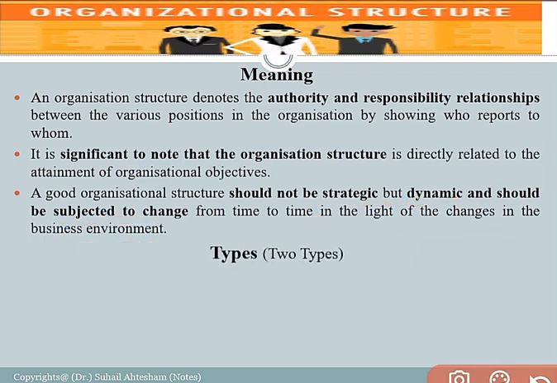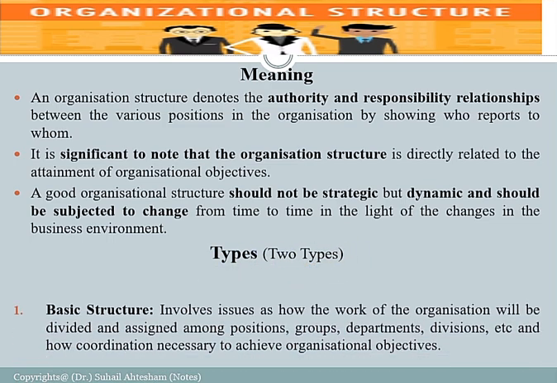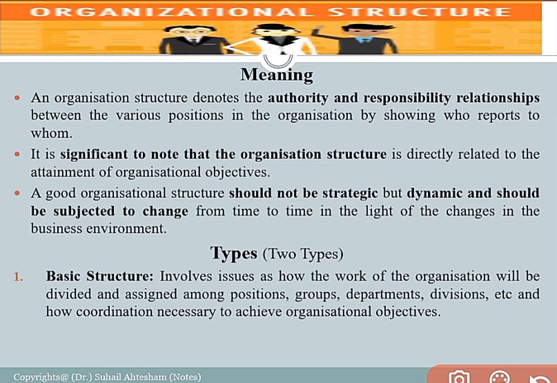Coming towards the types. There are basically two types of organizational structure. The first type of organizational structure is said to be basic structure, which is related to delegation of work or division of work in a formal organization. It involves issues such as how the work of the organization will be divided and assigned among positions, groups, departments, divisions and so on, and how coordination is necessary to achieve the organizational objective.